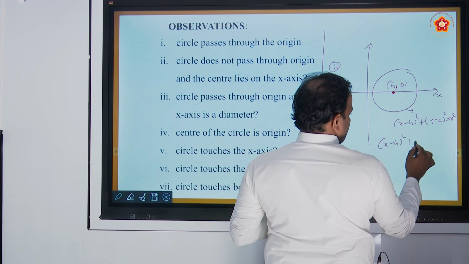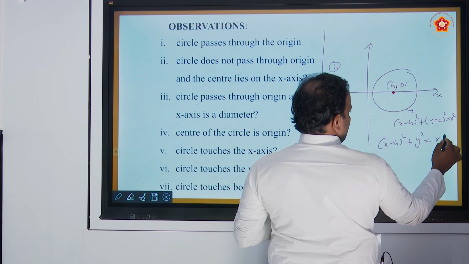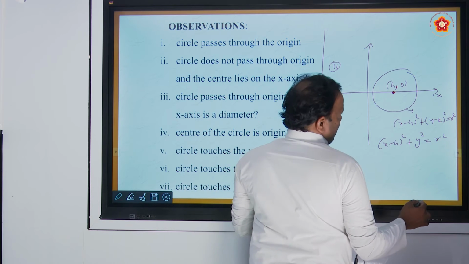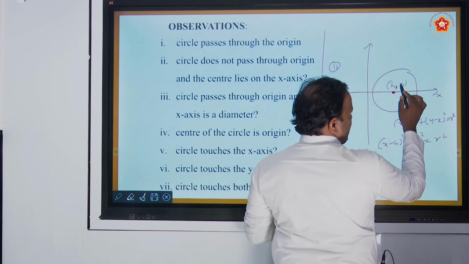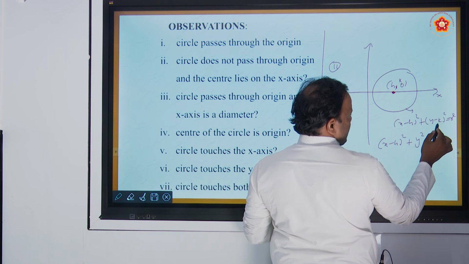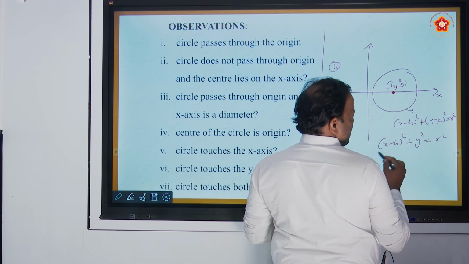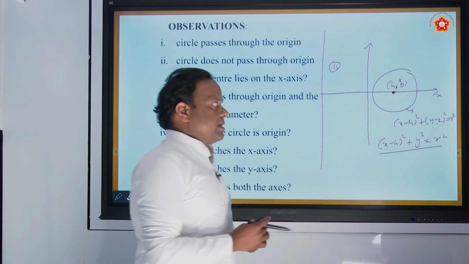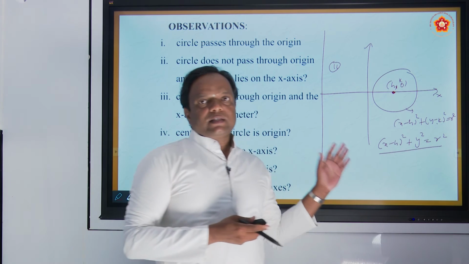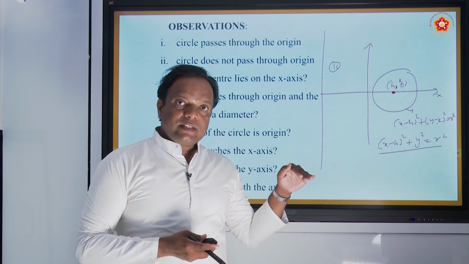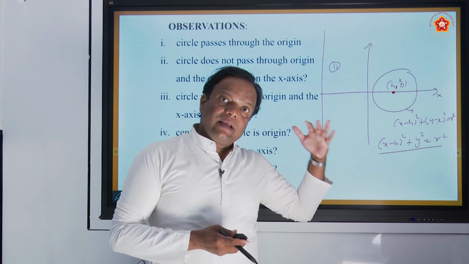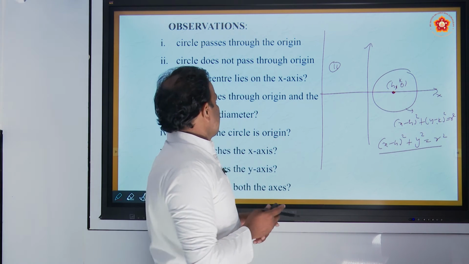x minus h whole square plus y square becomes equal to r square, because h is as it is and k is 0 here. The y coordinate is 0, so put k equal to 0, y minus 0 is y, this is y square. This becomes the equation of the circle. There is no k term if the circle does not pass through the origin and the center lies on the x-axis. This is the center lying on the x-axis.